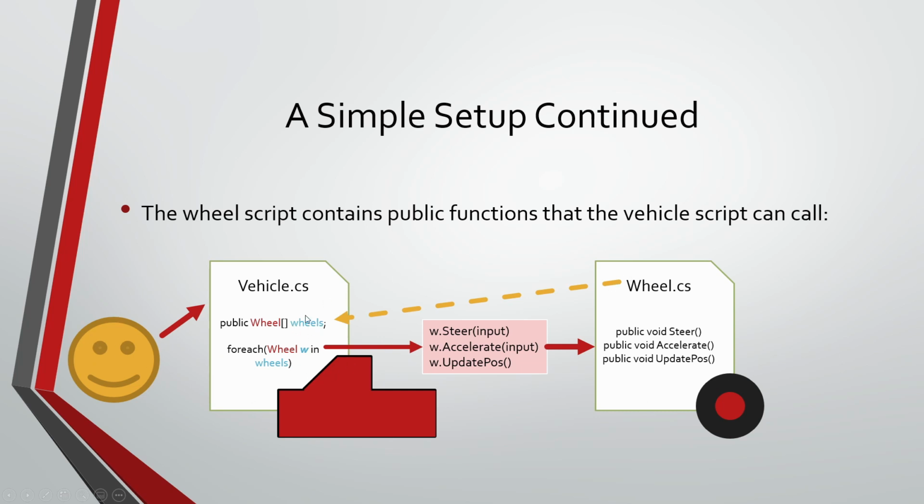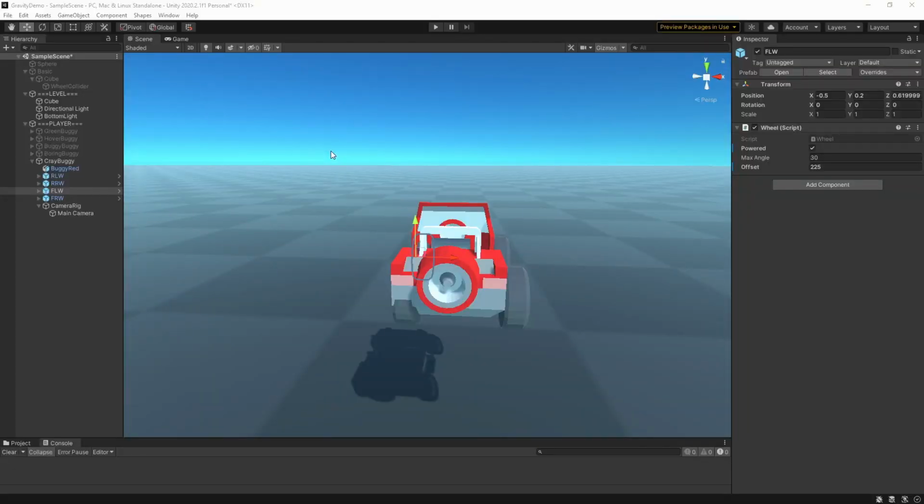We put a wheel into this array of wheels. And then from that vehicle, we then tell the wheel, hey, wheel steer, wheel accelerate, wheel update position. So the update position is where we're taking that mesh and matching it to the wheel collider's current position. So let's go ahead and review what that looks like in code.